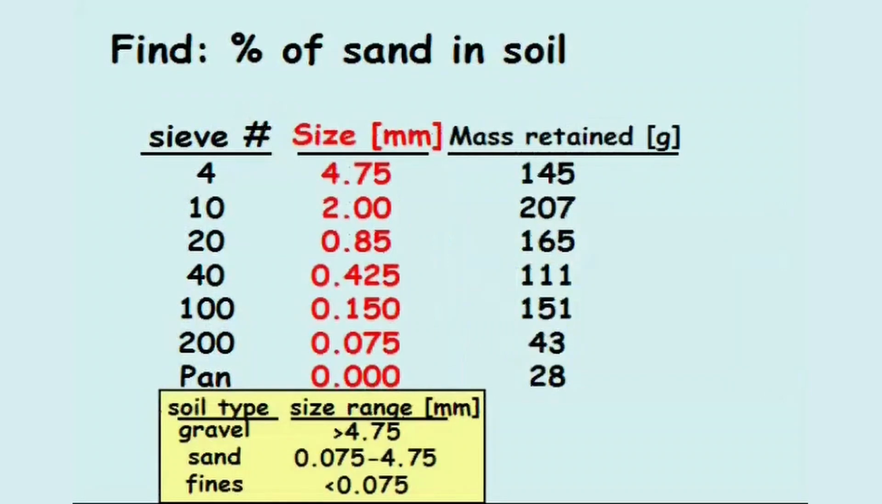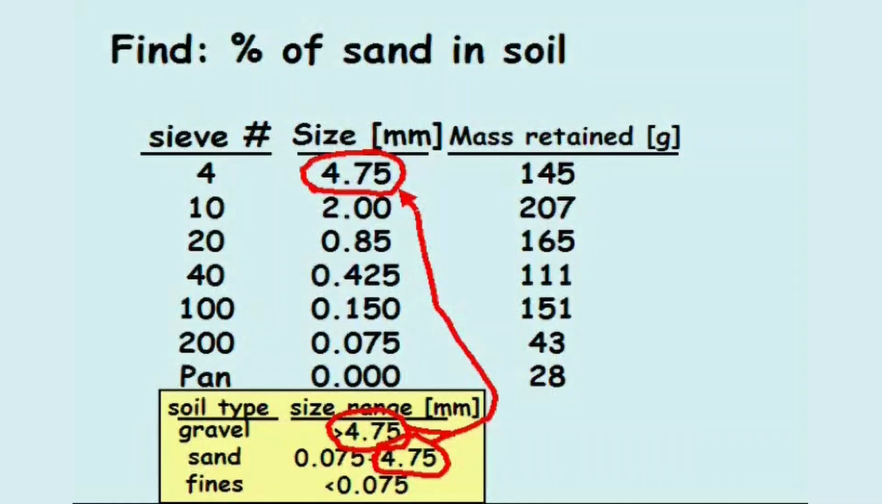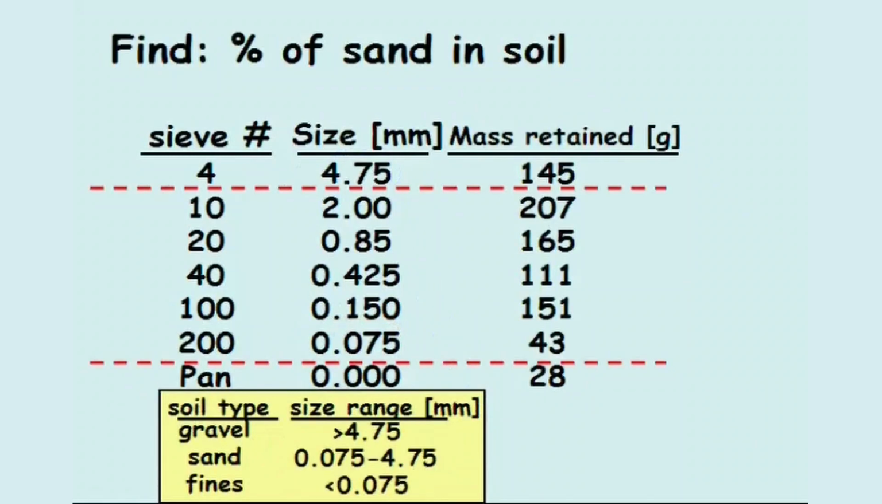Next, we add a column to show the size of each sieve. All the gravel will collect on the number 4 sieve, and all the sand will pass by the number 4 sieve, but won't reach the pan. In other words, we can draw lines between the sieve sizes and identify which soil type will be retained on each sieve.